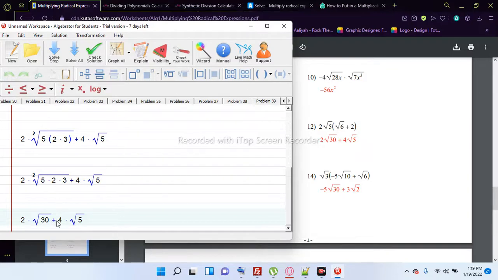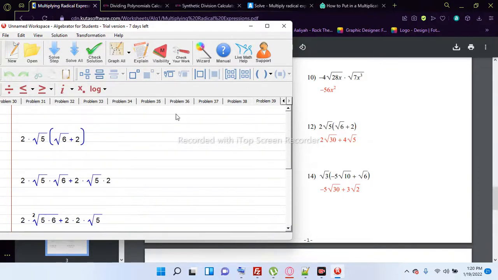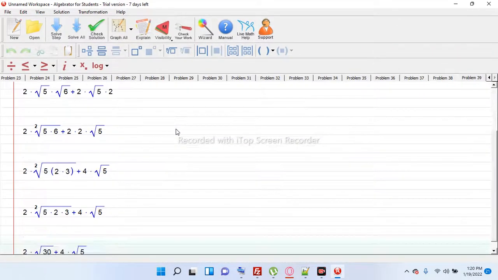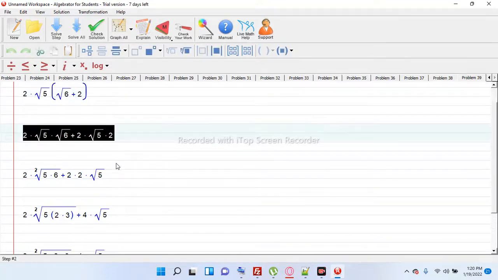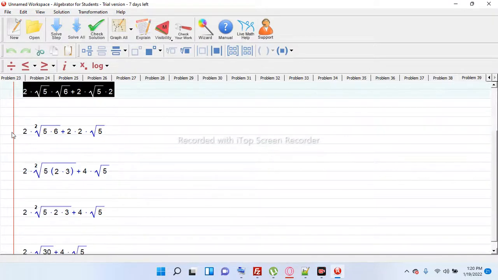2 radical 30 plus 4 radical 5. We did it correct. Look at all those steps the teacher wanted to see. And we did it. We're going home with our degree. See? Look at those steps, baby. Write them on down. Put your little dots. Put your little radical signs.